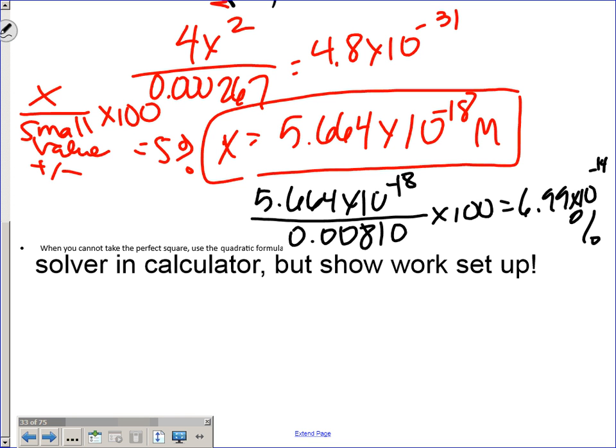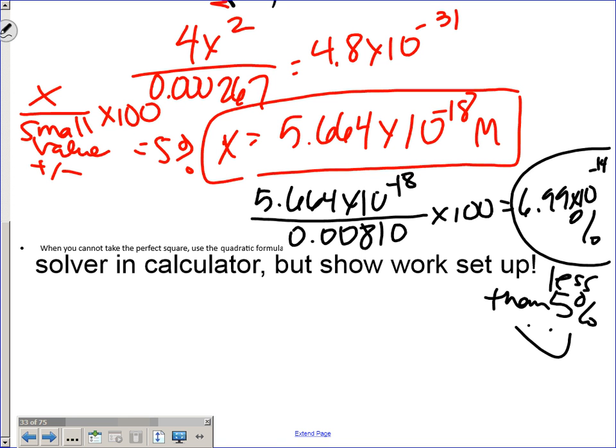So it's definitely doable. That basically means when you've shown me your percent is less than 5%, that means our assumption is valid and that we can neglect x and we don't have to go back and do the quadratic formula.